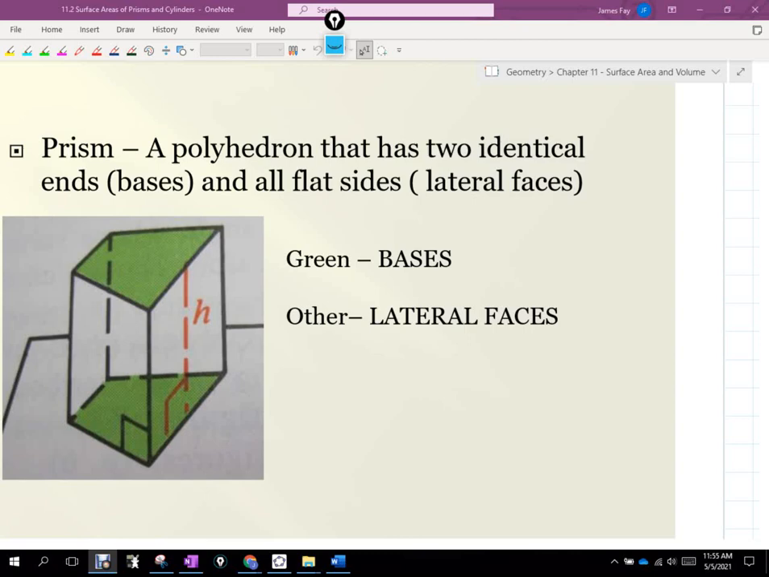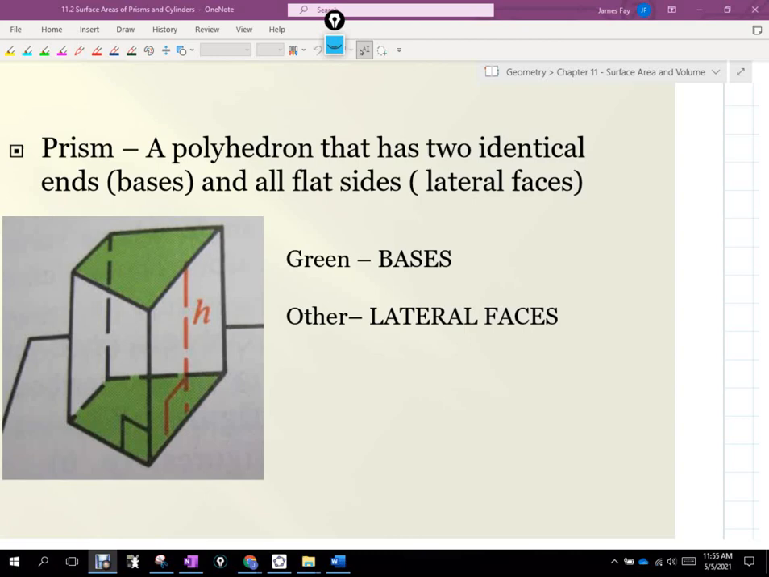But it has two identical ends. The two identical ends we call bases. And all the other faces, all the other polygons that make up the prism are rectangles. Okay? And actually, let me rephrase that. They are parallelograms. That'd be the best way to say it. Okay? Most of the time they're rectangles for us, but we're going to see them occasionally as parallelograms.